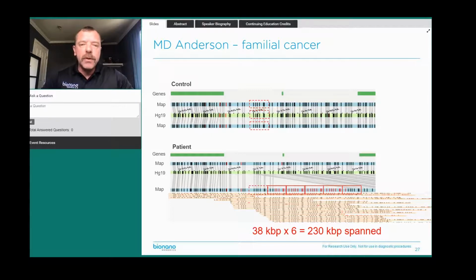Now, in this patient here, and keep in mind, this is the germline, not the tumor, you see that there's a 38 kb fragment that's present in 6 tandem copies. Now, how do we know this so sure? We know this because we have single molecules that span the entire 230 kb of that repeat. And that is really the strength of our technology.